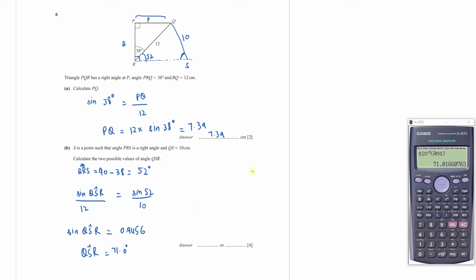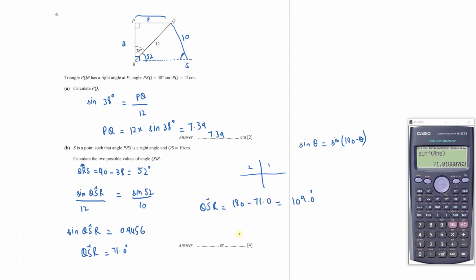And since we know that the sine of this angle is positive, and we know that sine is positive in the first quadrant and in the second quadrant, and we also know the property that sine of theta equals to sine of 180 minus theta. So if this angle is 71 degrees, the other possible value of QSR will be 180 minus 71, which is 109.0 degrees.